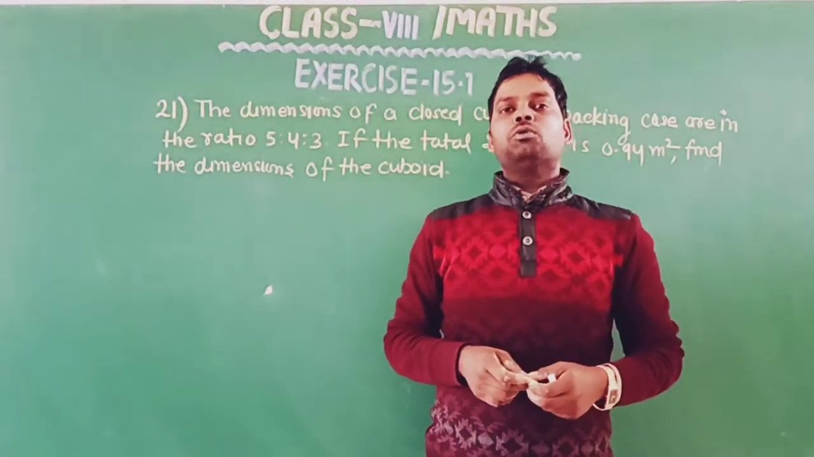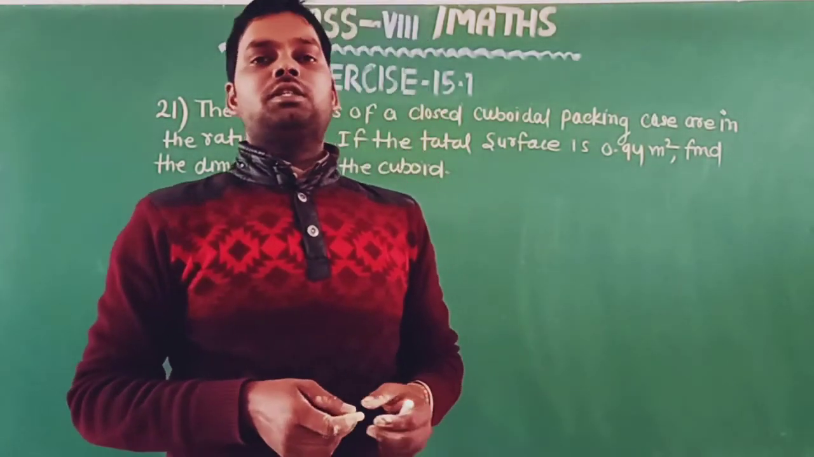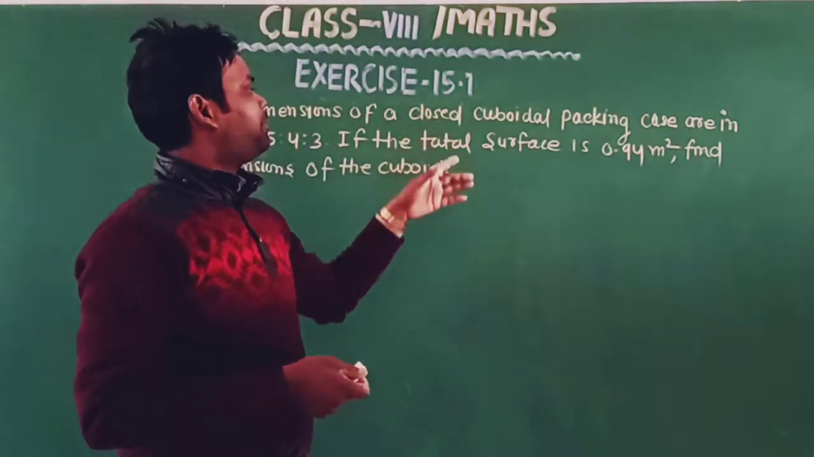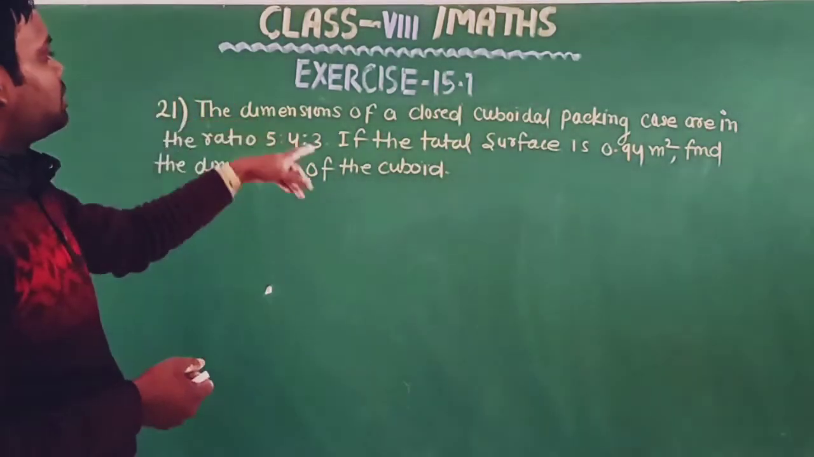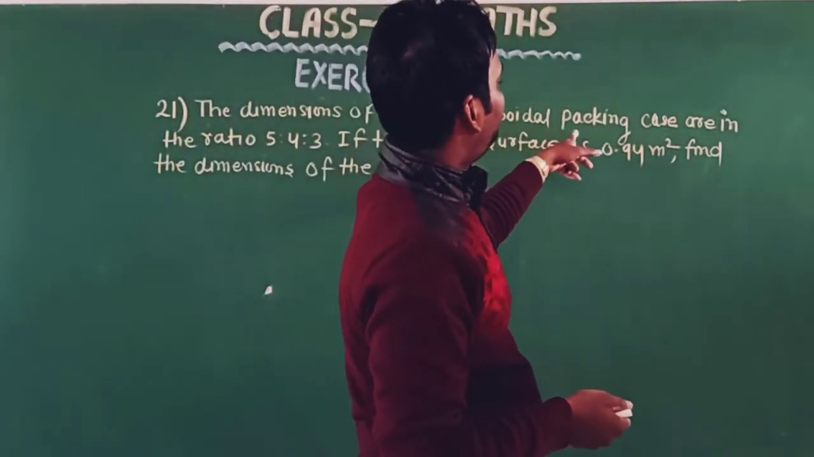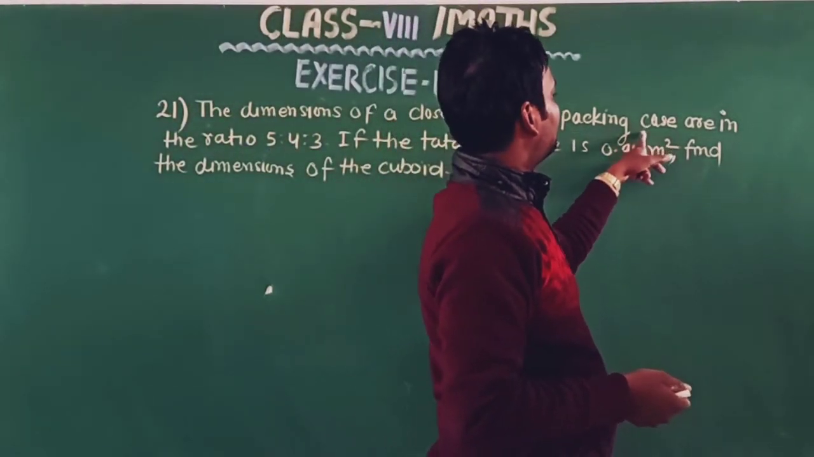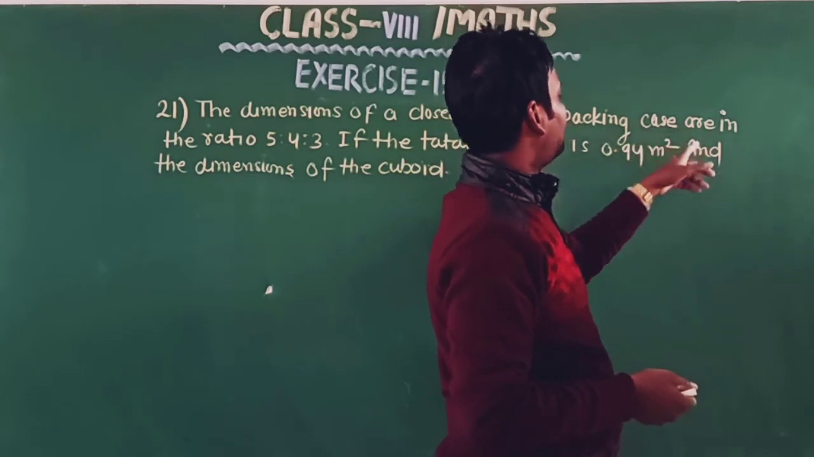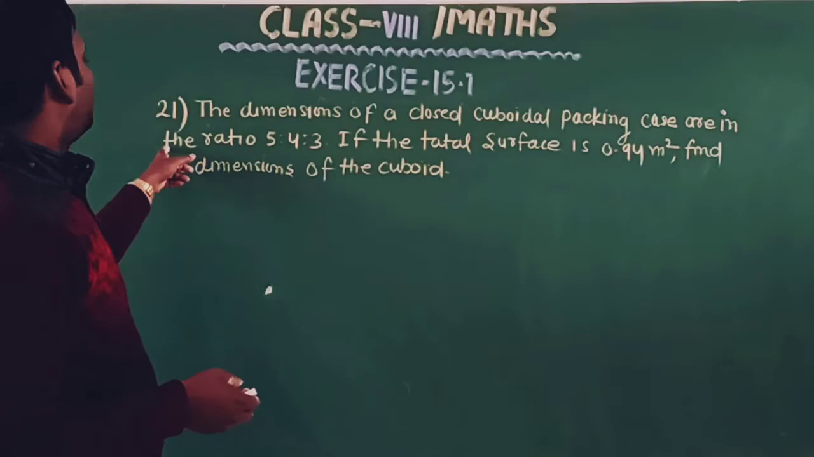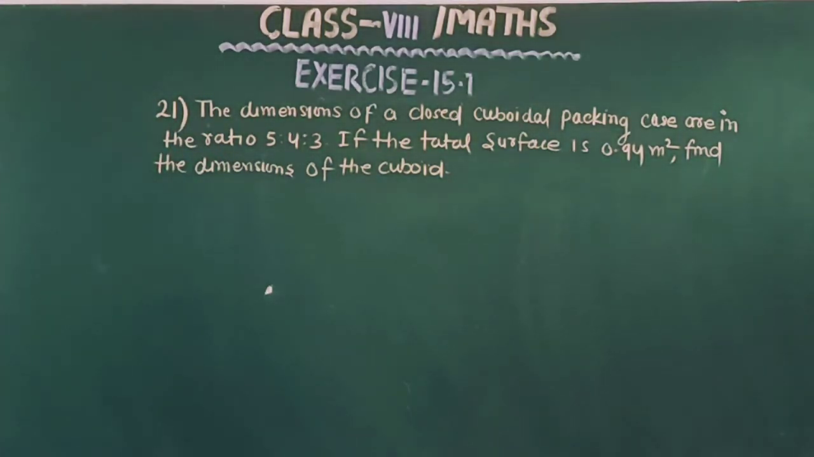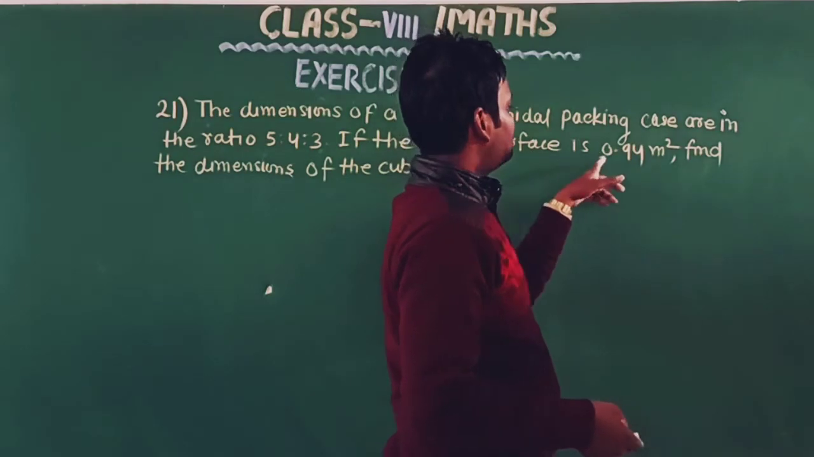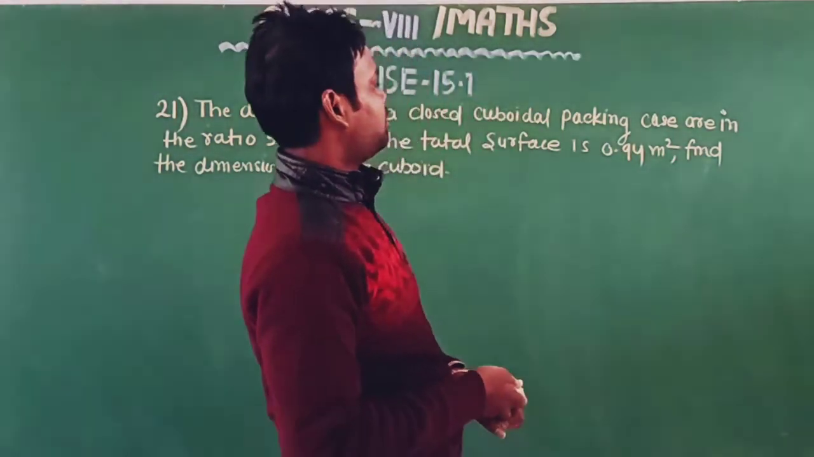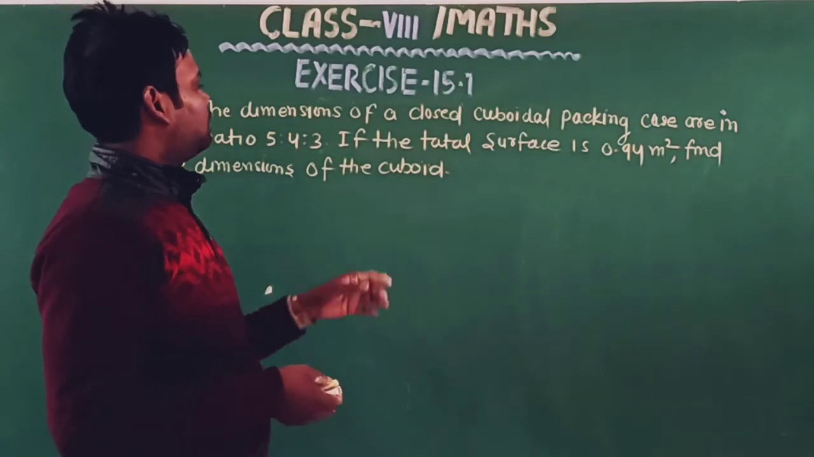Okay children, now move to question number 21. This is the last question of exercise 15.1. In this question it has been said that the dimensions of a closed cuboidal packing case are in the ratio 5:4:3. If the total surface area is 0.94 meter square, find the dimensions of the cuboid.